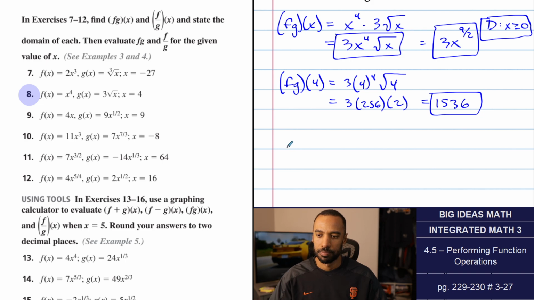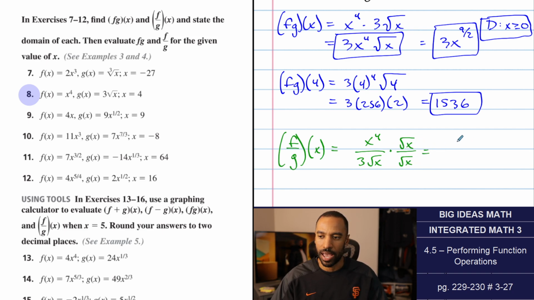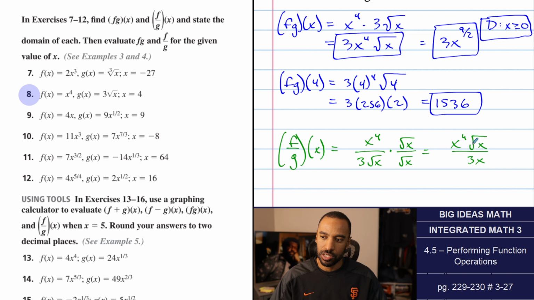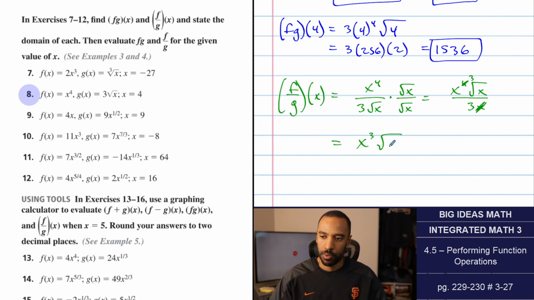All right, let's do division. F over g of x is x to the 4th over 3 root x. Let's just talk rationalization of denominator to begin with. Let's multiply top and bottom by root x. You get x to the 4th root x all over 3x, I should say. And I can remove an x from bottom, remove an x from top, and now you're left with x cubed times the square root of x, all divided by 3.